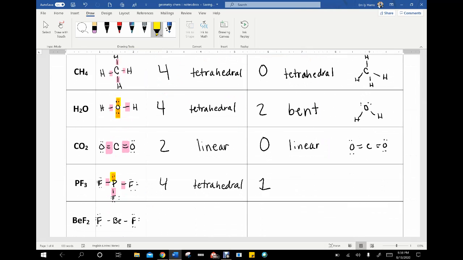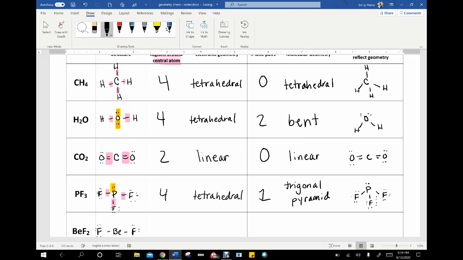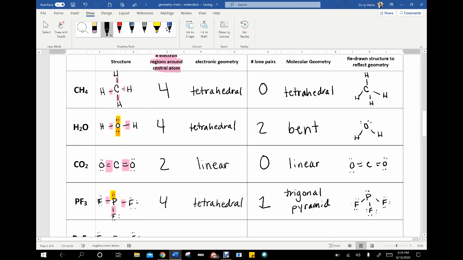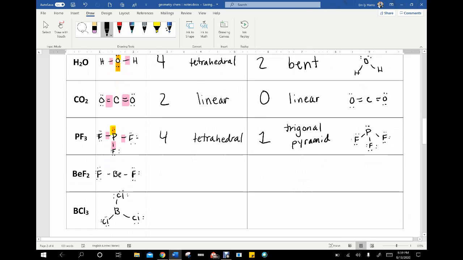Those bonds form a 3-pointed pyramid shape. So we'll write that in for our molecular geometry. Now again, the way we draw the structure should start reflecting the shape. So those bonds we want to draw pointed down in kind of a pyramid shape. And you'll notice that this resembles the first tetrahedral that we drew with carbon, except it has a lone pair at the top instead of another bond.